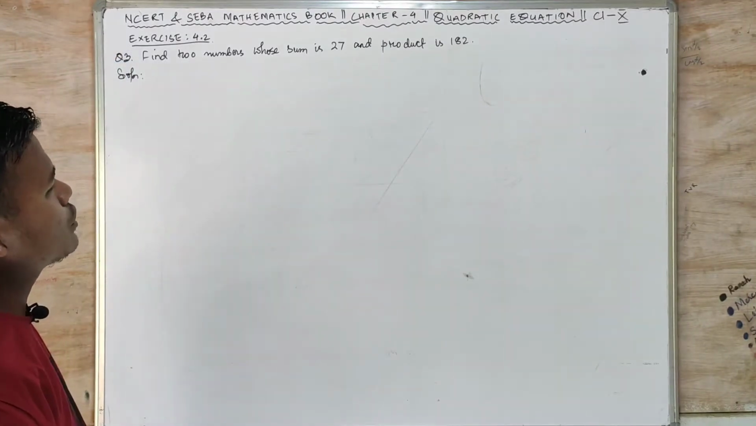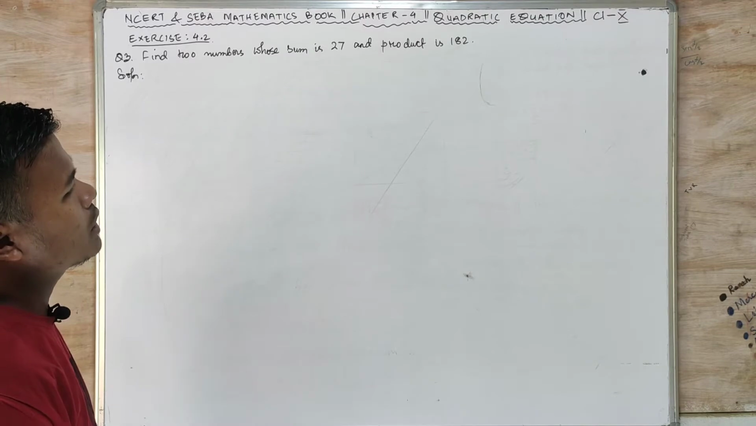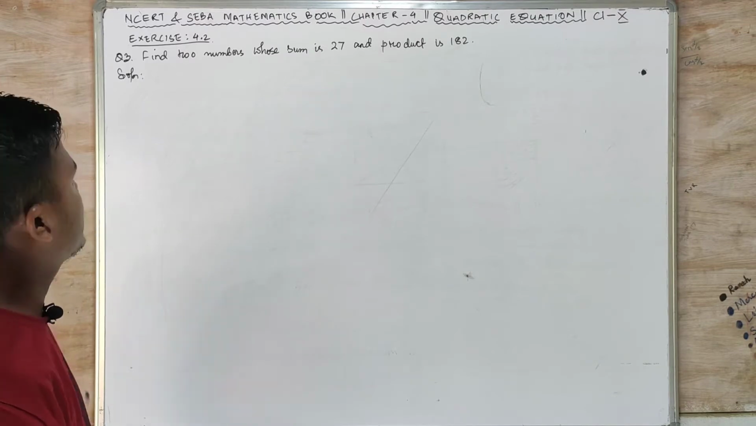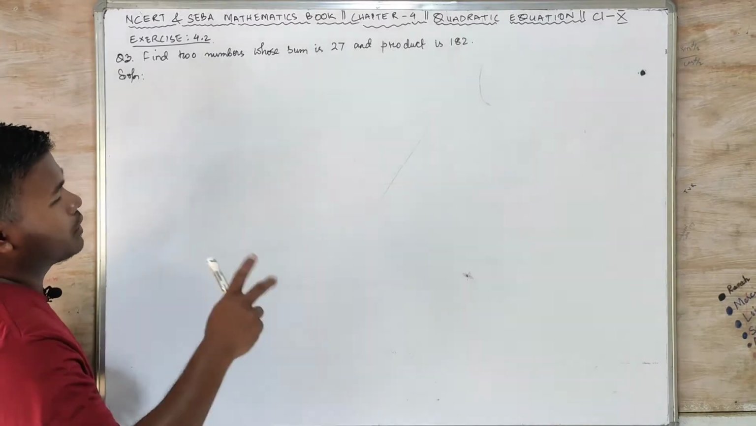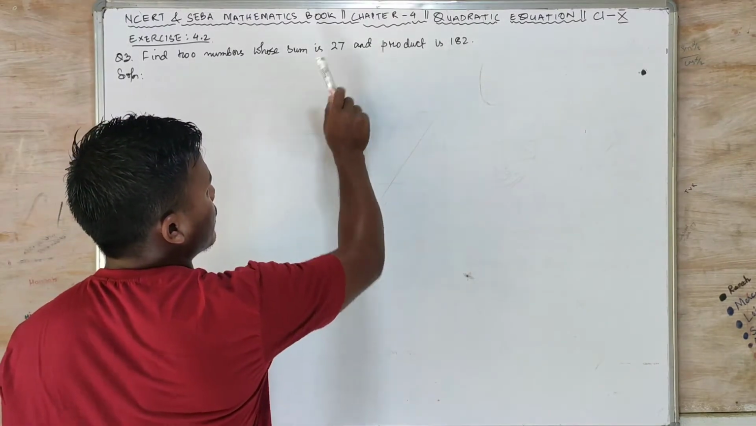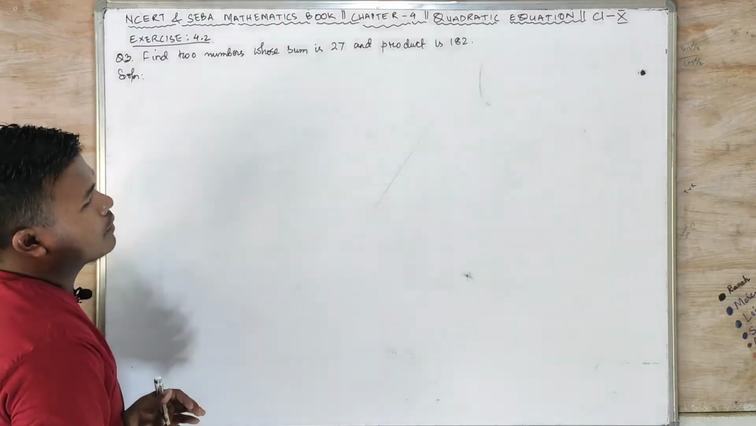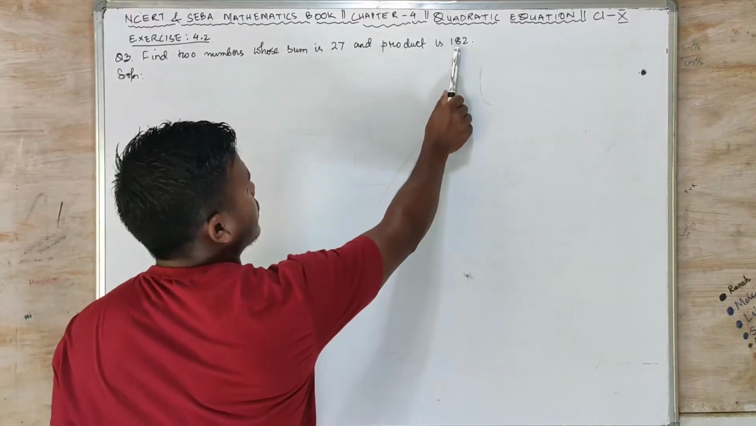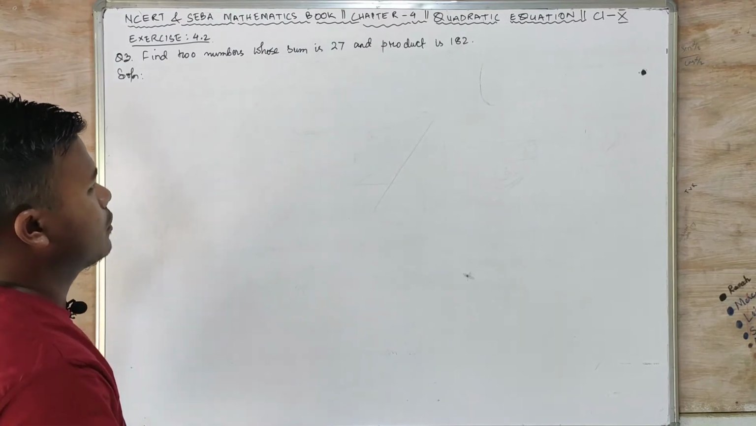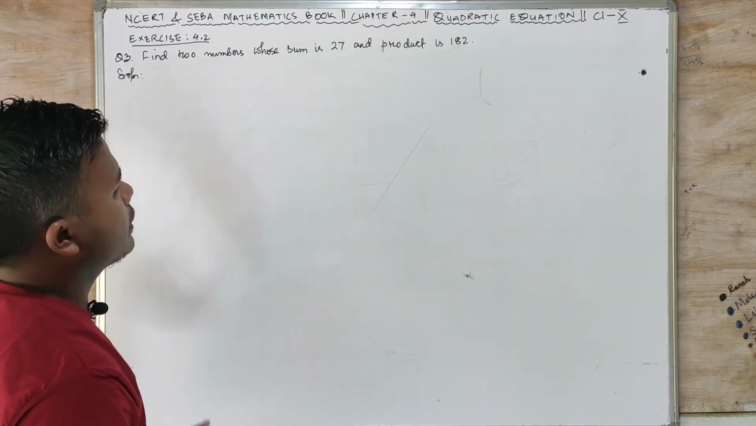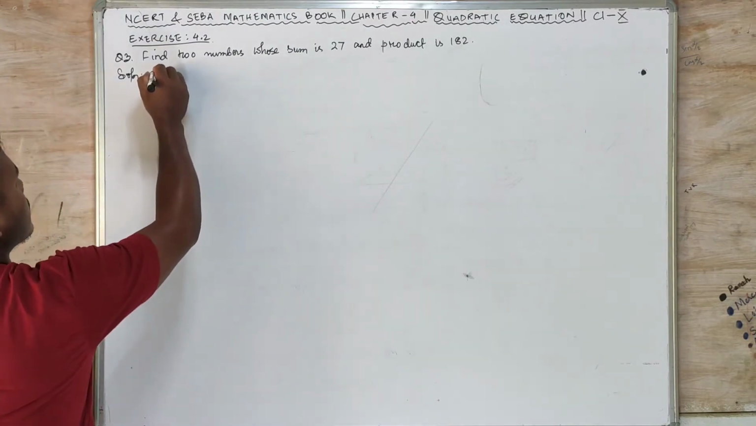Find two numbers whose sum is 27 and product is 182. So the question says, if you add the two numbers, it will be 27, and if you multiply these two numbers, the result will be 182. So we will let the first number and second number, you will get it.